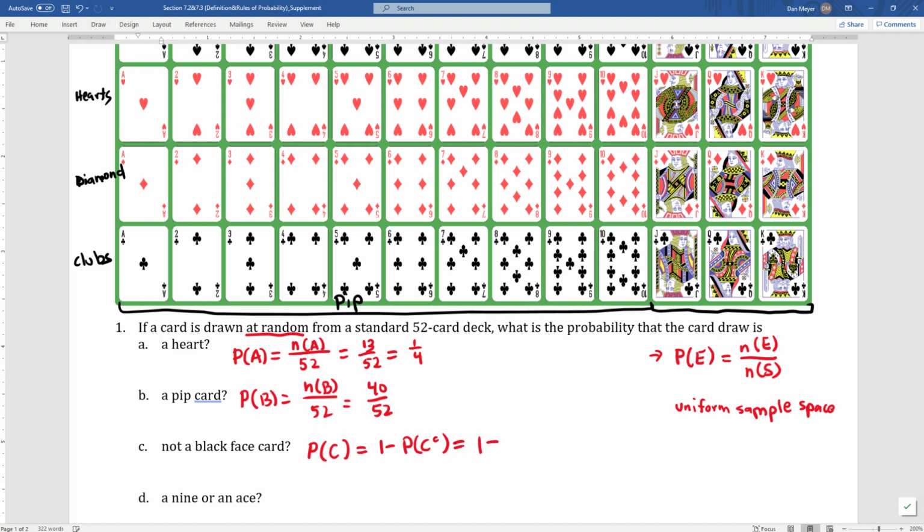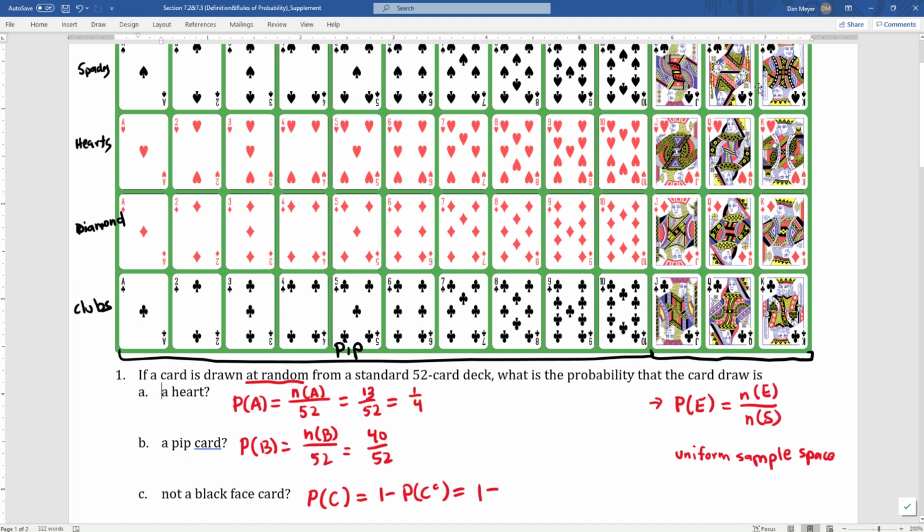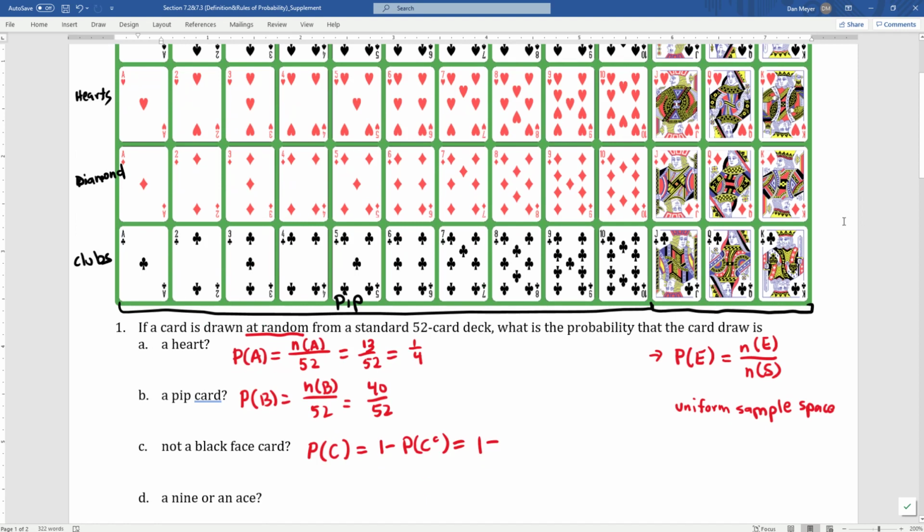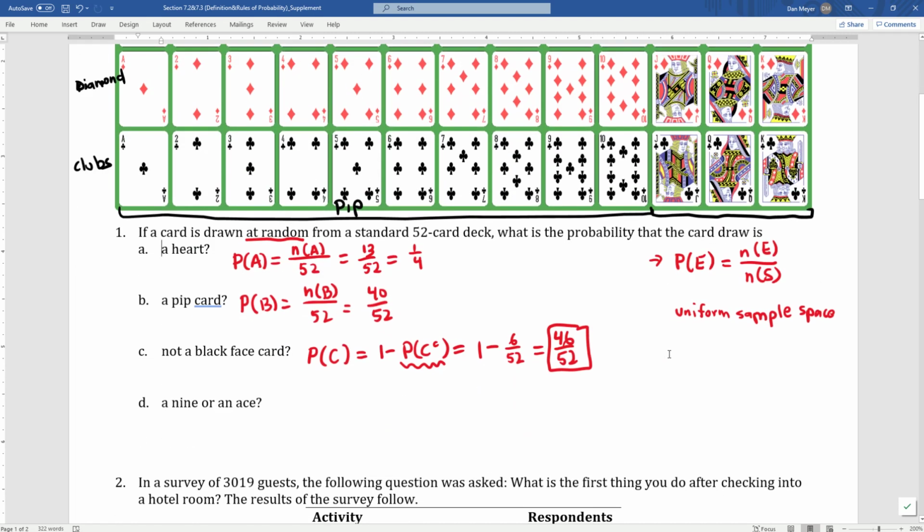So a black face card, there's 3 clubs that are face cards, and 3 spades that are face cards. So there's six black face cards. Again, that's what we're counting, or we're finding the probability here. 6 black face cards. And that would leave us with 46 over 52. Then D, what's the probability of a 9 or an ace?